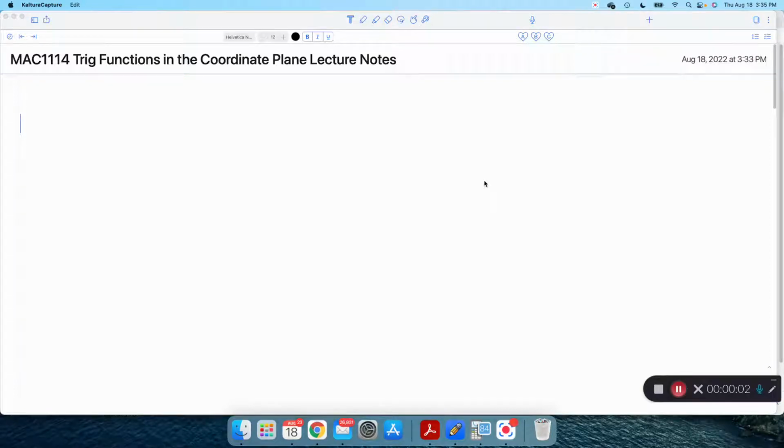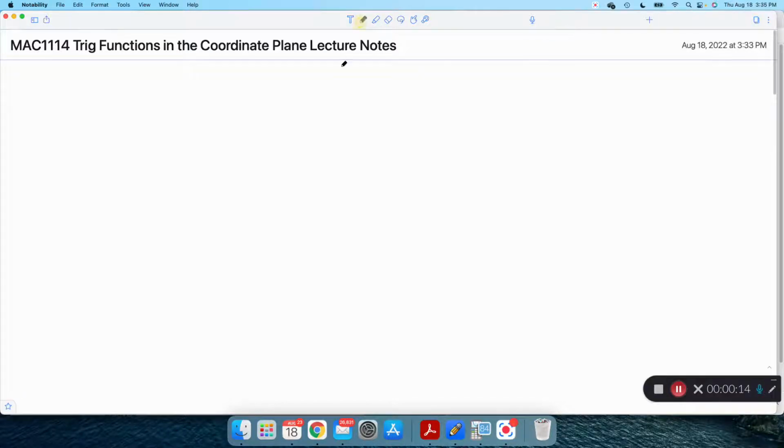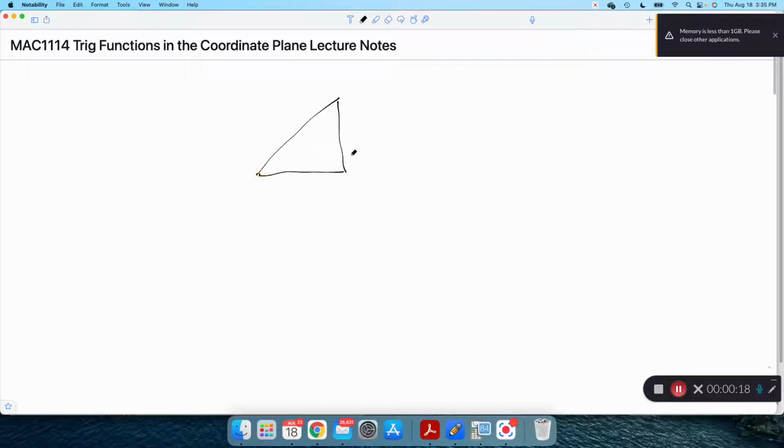Okay, so here we are going to look at trig functions in the coordinate plane. We're going to take right triangle trig and we're going to extend it. So in a right triangle, we know we have some triangle here, and maybe we label it ABC. And then we get little a, little c, and little b.